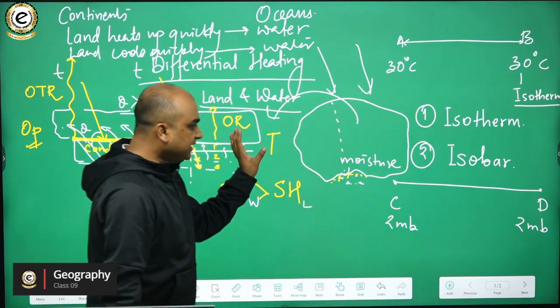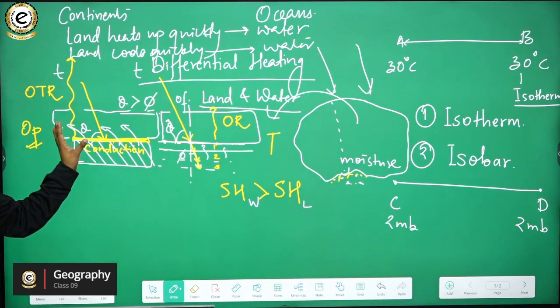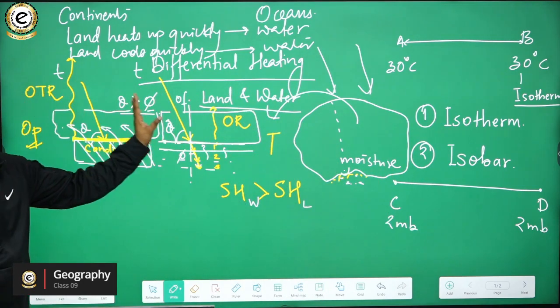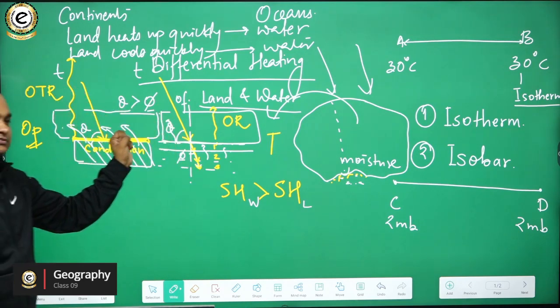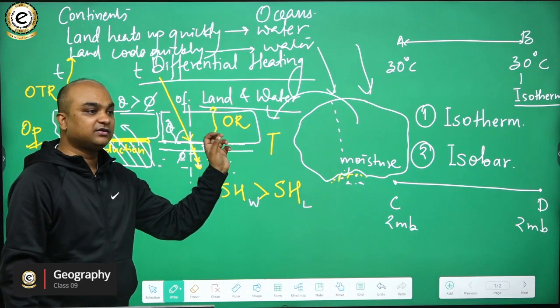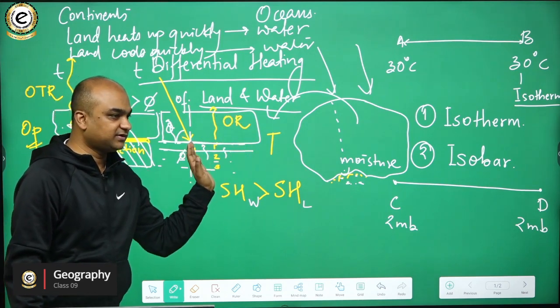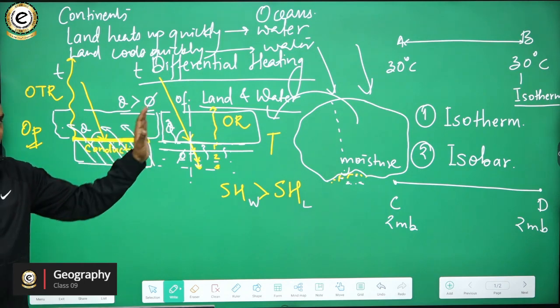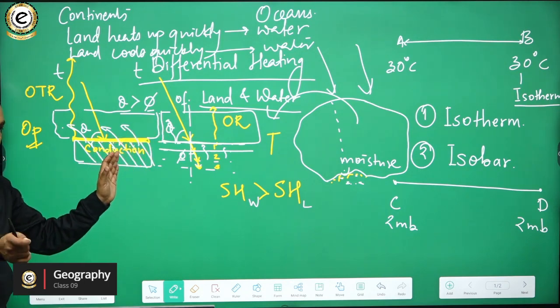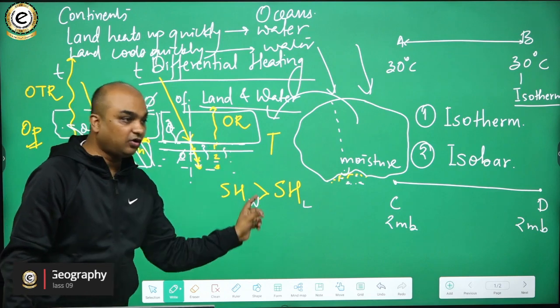Do you get it? And we see that there is something called differential heating of land and water. Land heats up quickly and cools quickly, whereas water heats up slowly and cools slowly. Do you understand that? This phenomenon is known as the differential heating of land and water, and this could be attributed to the specific heat of water.